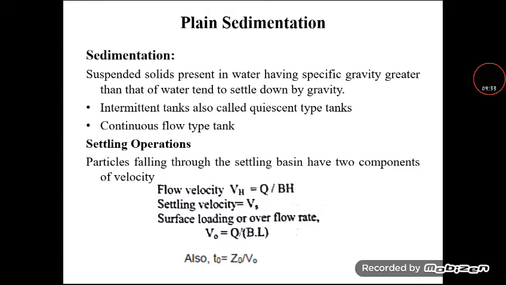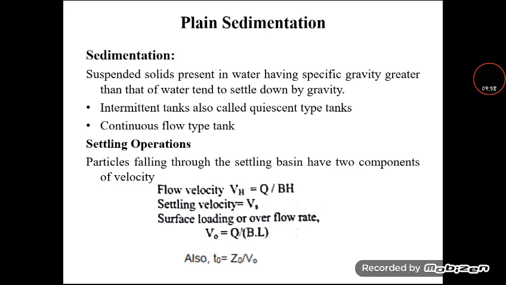First of all, plain sedimentation. Here we use only the gravitational force. Naturally, we achieve this by reducing the velocity of water while it is flowing through this tank. Treatment processes are nothing but installing various unit operations, that is, units meaning tank-like structures.